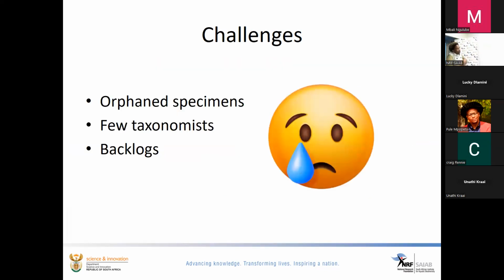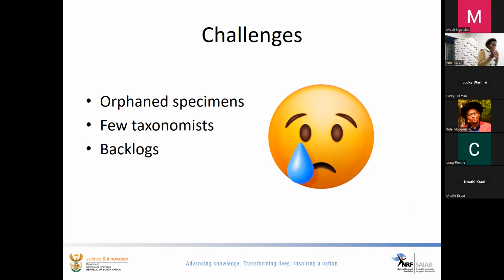But we have challenges. We have orphaned specimens. We have few taxonomies. We have backlogs. We have this big collection of cephalopods, and we don't have a specialist to identify that. So we always ask Lipinski. He's very, very old. So if something happens, we want anyone to take over.